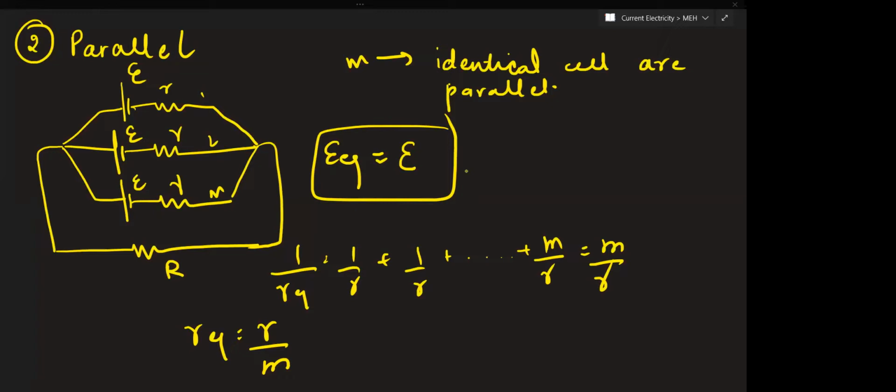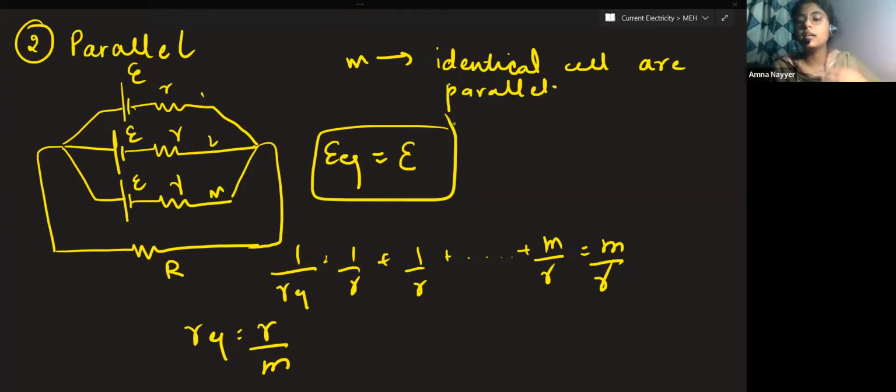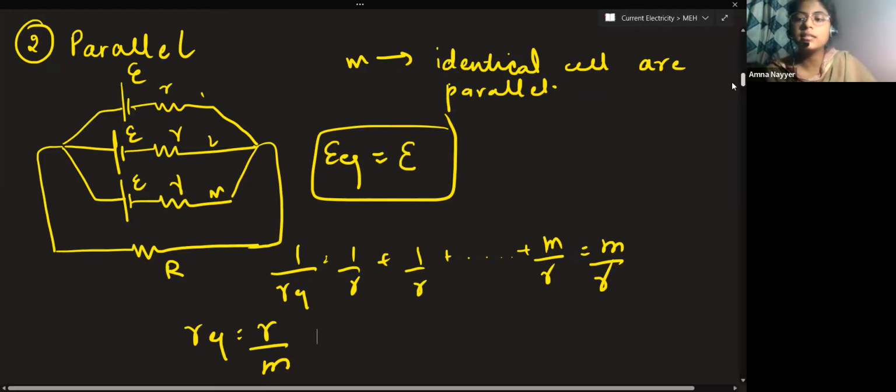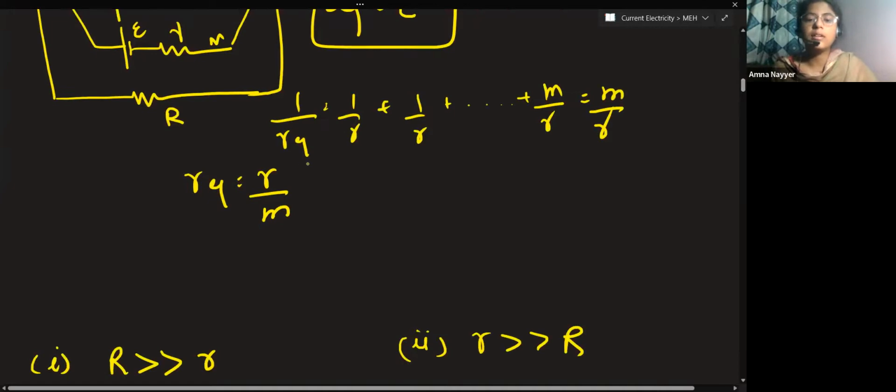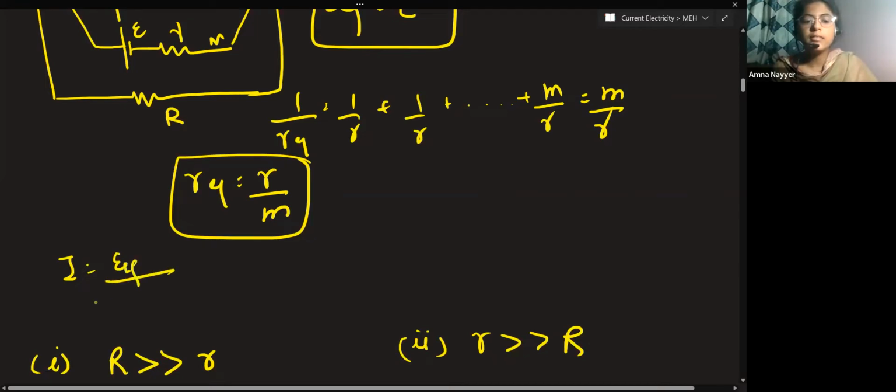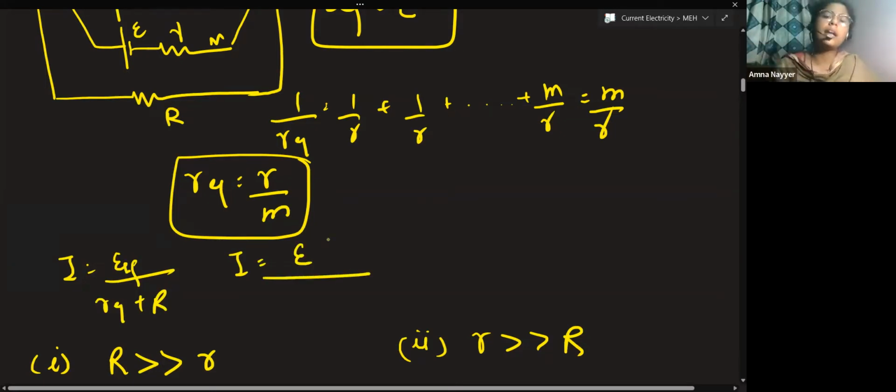All right. So similarly, if M number of cells are there, that becomes R by M. So you have the value of equivalent resistance. Now let's calculate the value of current. Current is E equivalent divided by R equivalent plus R. So current becomes E equivalent, which is E, or you can write it ME, that's better. Just multiply it by the number of cells present.